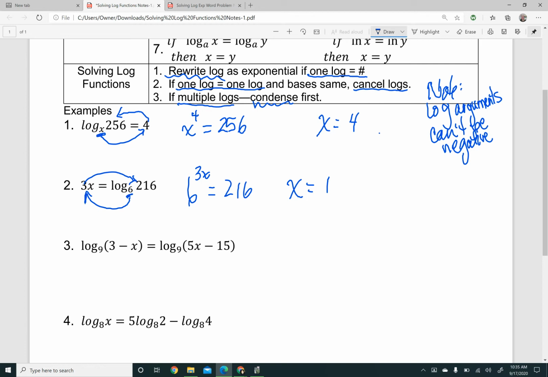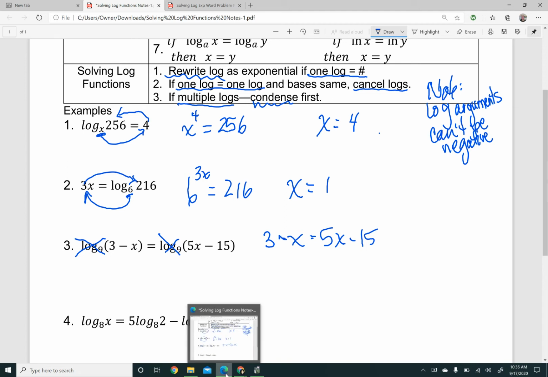So in this next example, I have log base 9 and log base 9. Because my bases are the same, I would just cancel these logs. And so I would get 3 minus x equals 5x minus 15. And then I would just solve them. So I could just put this in my calculator or in Desmos.